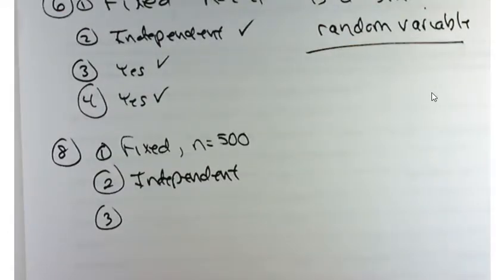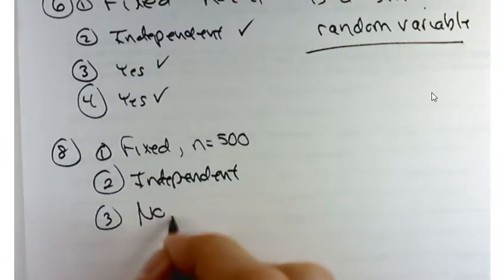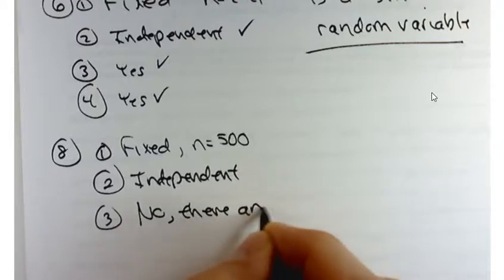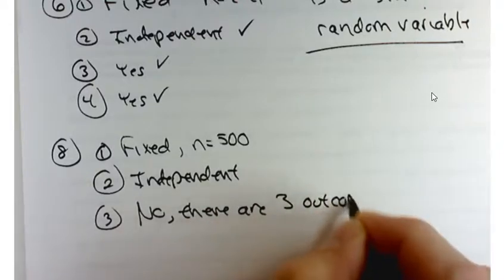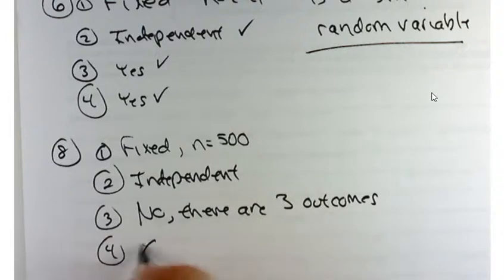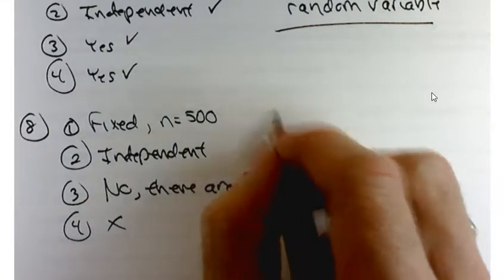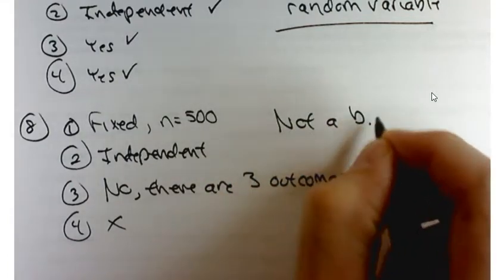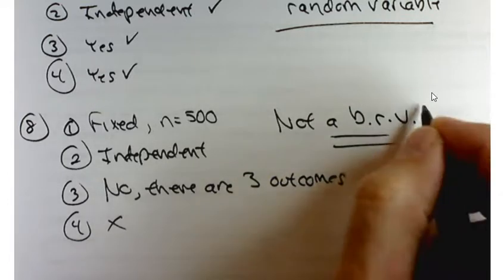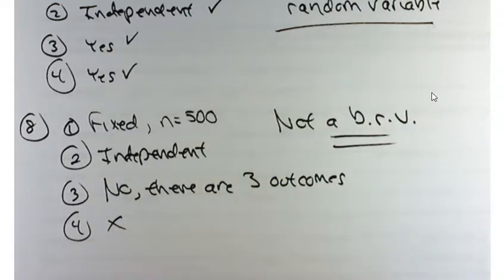What's the third one? What's our third option? 2 possible outcomes. Are we good there? No, because it was yes, no, and not sure. All right, third one was, not sure. So it fails it. No, there are 3 outcomes. So we can stop here. Doesn't matter what happens here. This is not a binomial random variable. And that's it. It failed that third one.